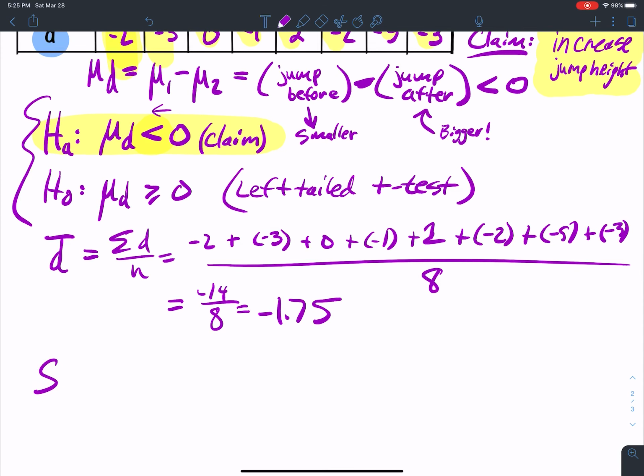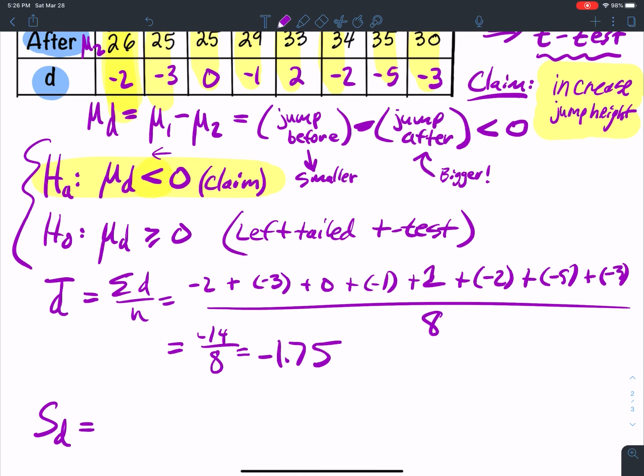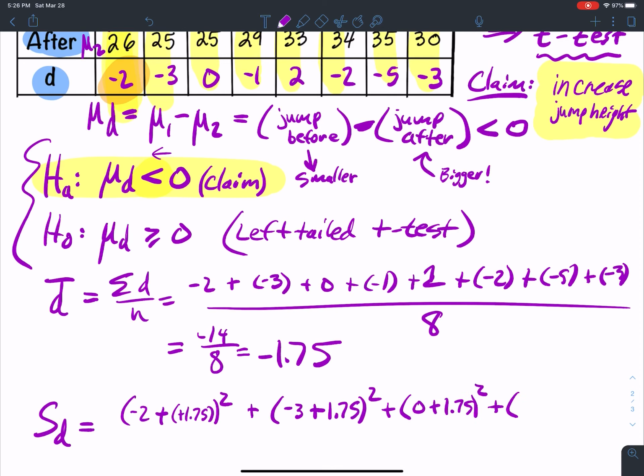SD, if I calculate this, this is going to be the difference. All right, the first difference is -2. So -2 minus -1.75 squared, plus the next one, -3 minus. Now, what are these? Minus and minuses turn into a plus. So I'm going to go ahead and make this plus for each one of these. Save us some time. Plus this squared. And then the next one, 0 plus 1.75 squared. Plus the next one, -1 plus 1.75 squared.